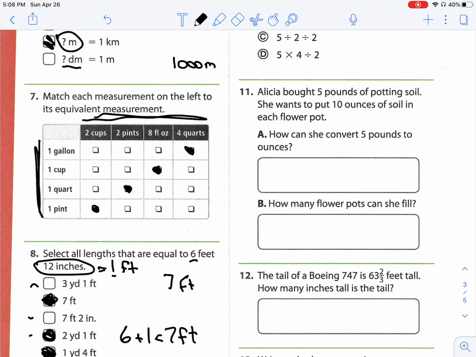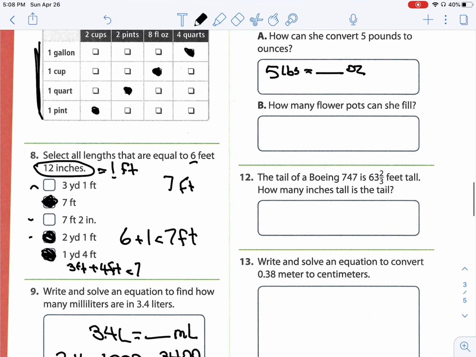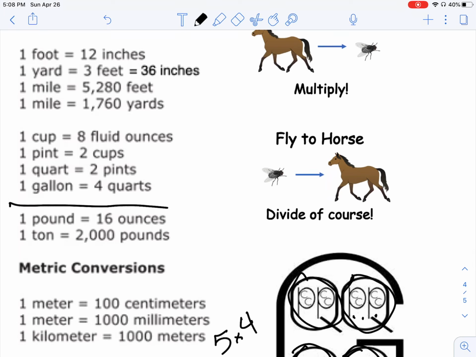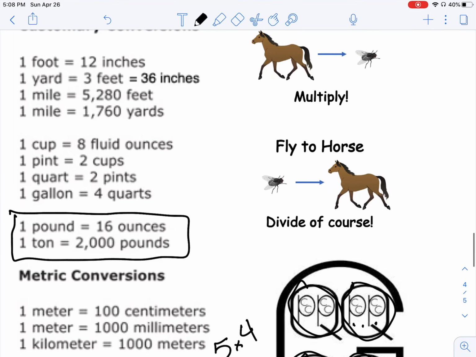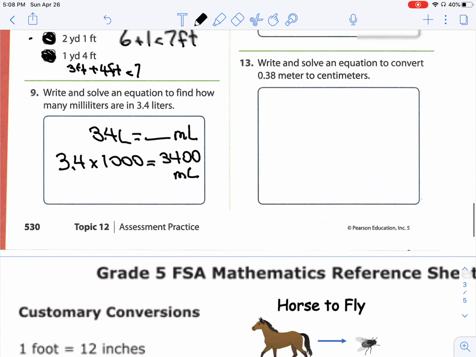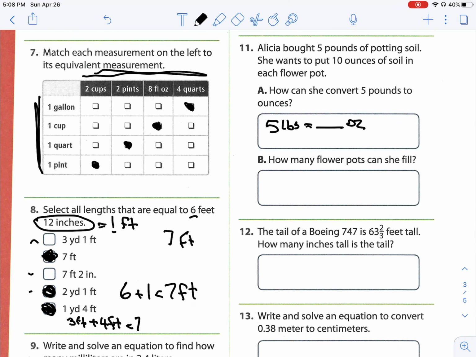Number 11, Alicia bought 5 pounds of potting soil. She wants to put 10 ounces of soil in each flower pot. How can she convert 5 pounds to ounces? So 5 pounds equals how many ounces? That's a customary weight. I can see 1 pound equals 16 ounces.